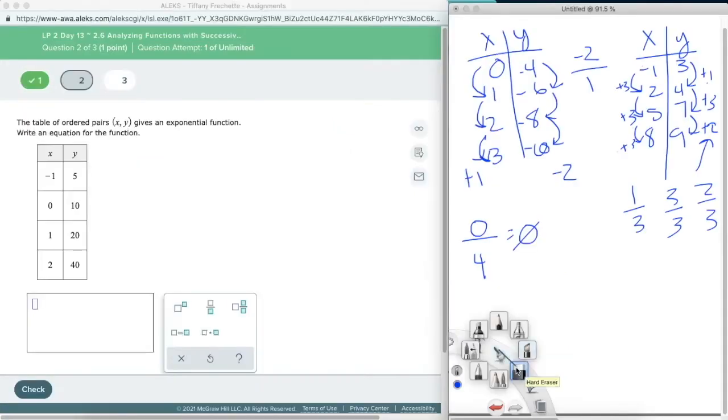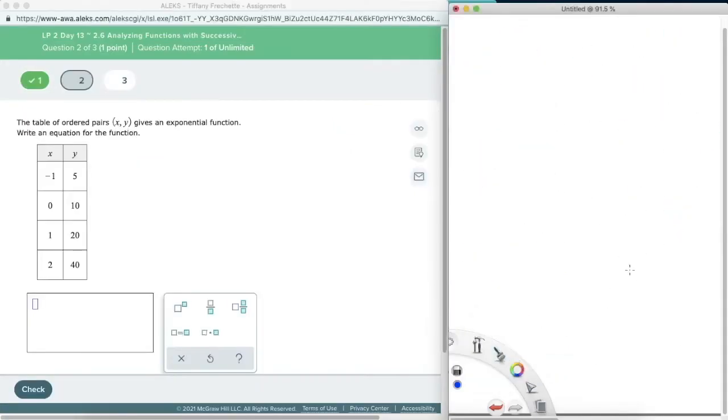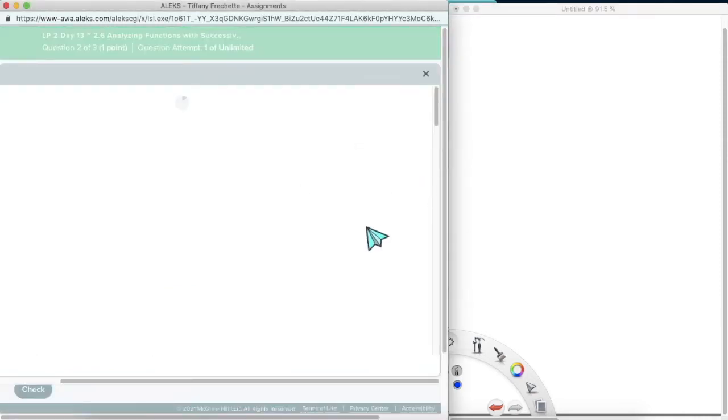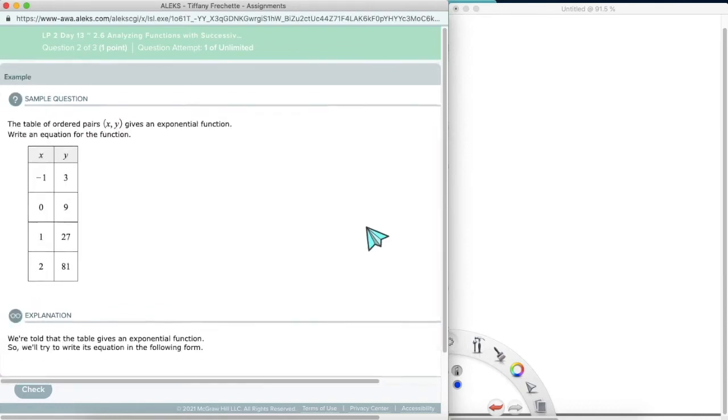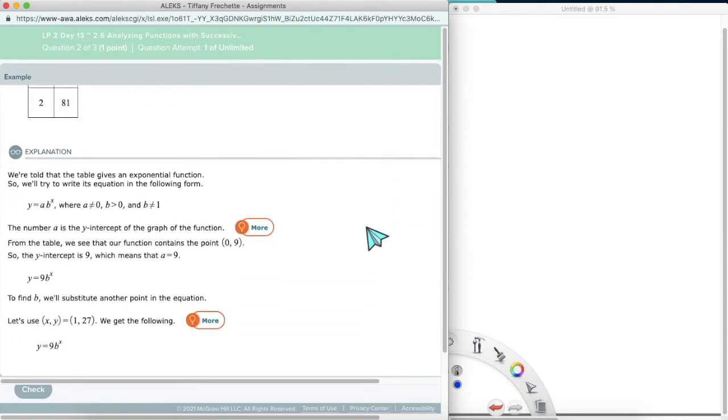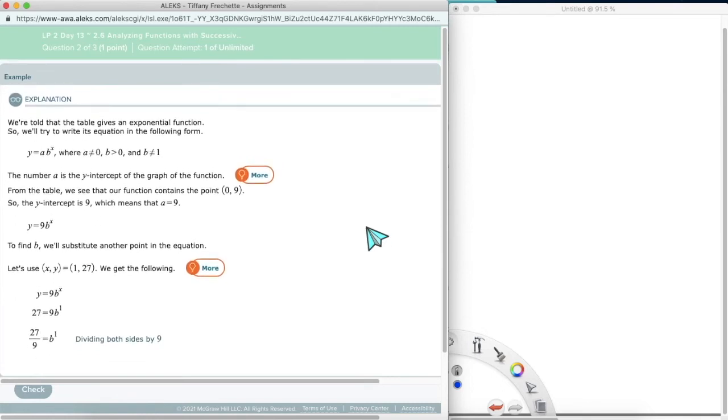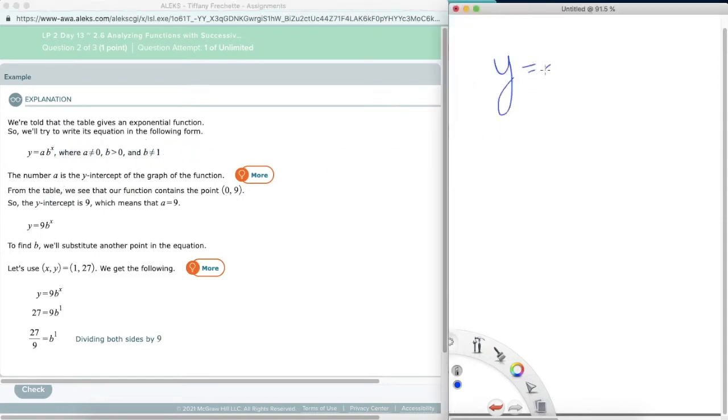All right. Okay, so I'm going to erase this stuff real quick. The table of ordered pairs gives an exponential function. Write an equation for the function. So if you don't know how to do this, this would be a very good spot to stop, if you didn't have this in your notes pages, to go back and take a look and say, okay, what do they want me to do here? We're told that the table gives an exponential function, so we'll try to write its equation in the following form. So we need to know this form.